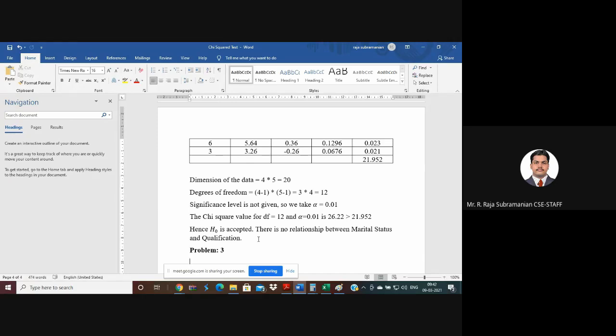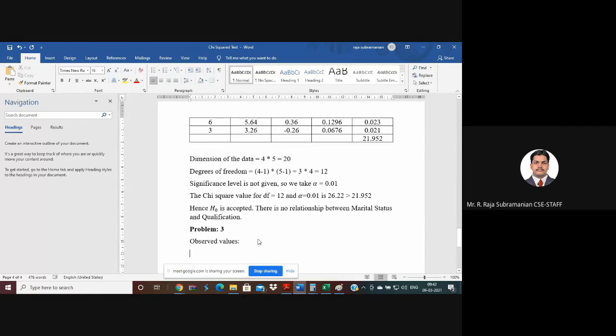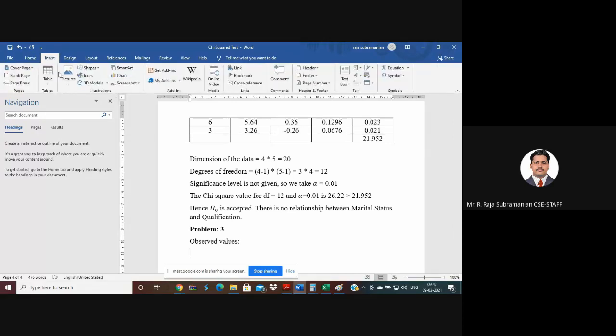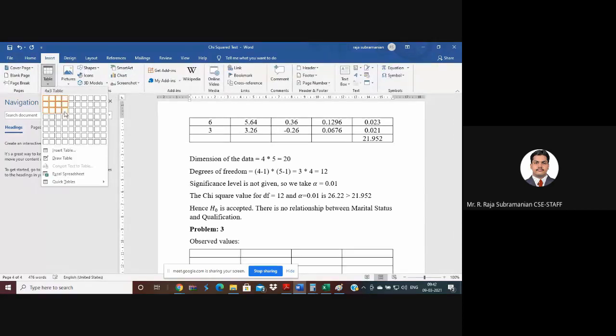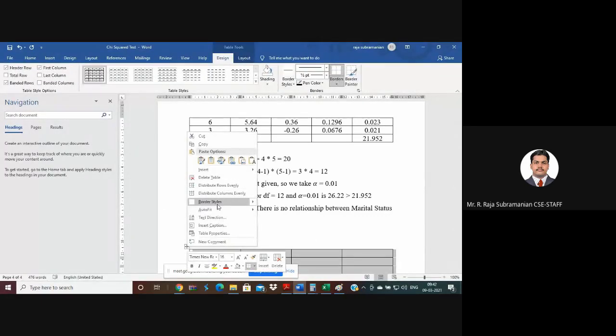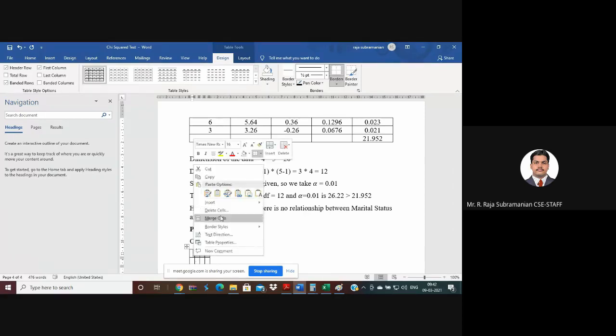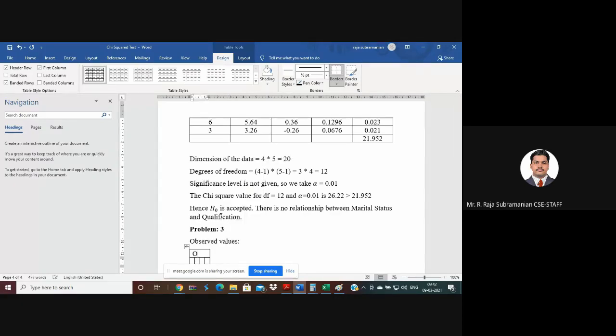So I'll give you some observed values. We cannot simply say no, but we can prove that using the chi-square distribution, right? Based on the question, the answer may differ. But the question has the following observed values, and these are the observed values.